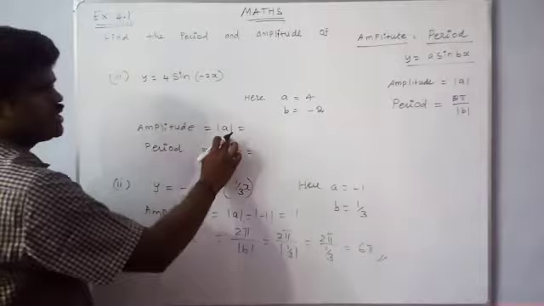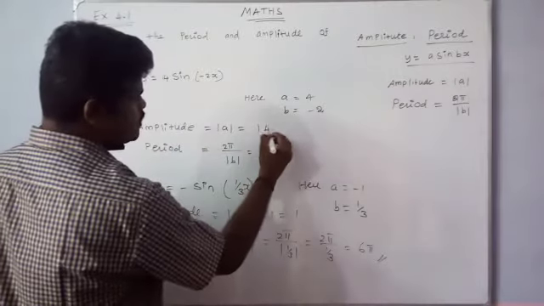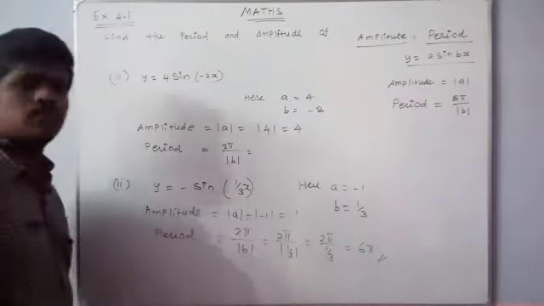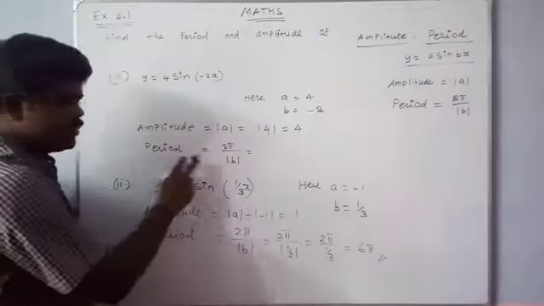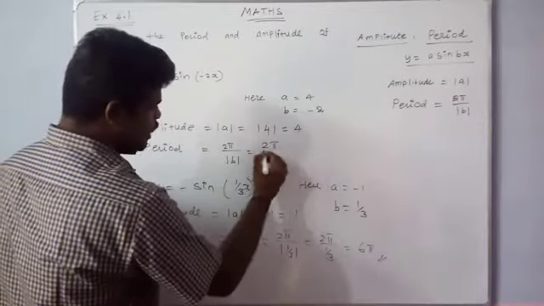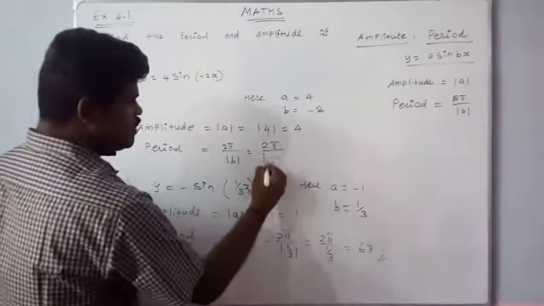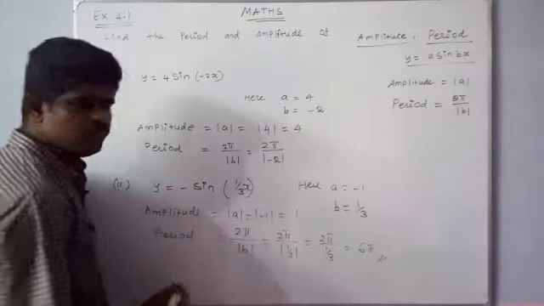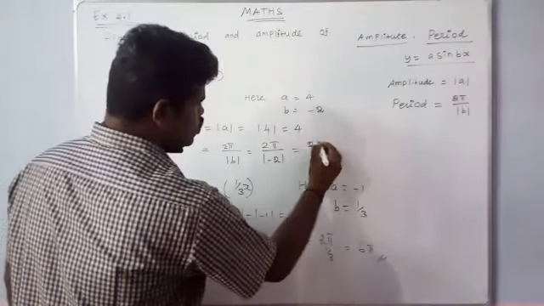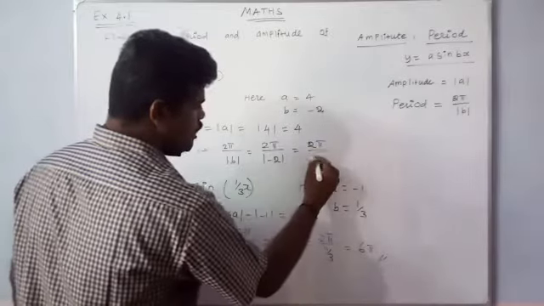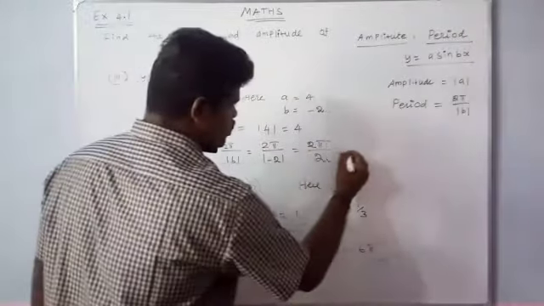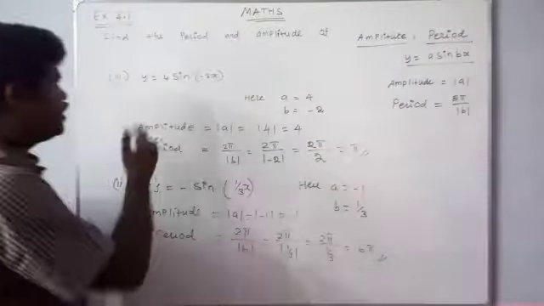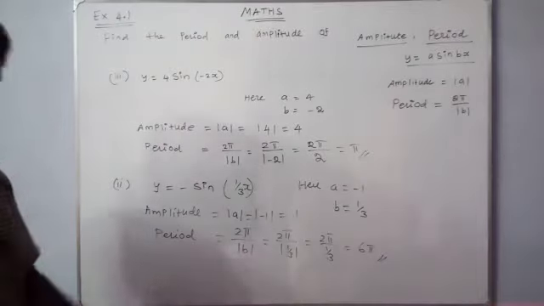So these are the formulas. The amplitude is modulus A. Modulus A means modulus 4 is equal to 4. And period: period is equal to 2 pi by modulus B. Modulus B means modulus of minus 2. Here 2 pi by the modulus 2, which is 2, is equal to pi. This is the period of the third one. Okay.